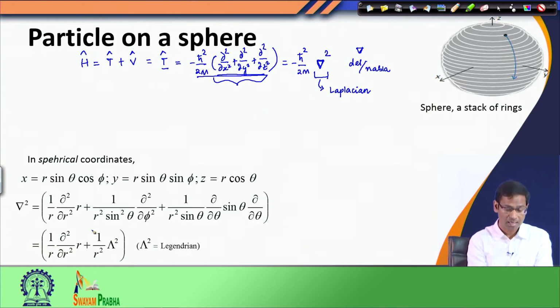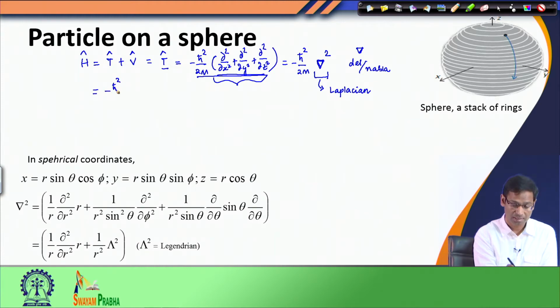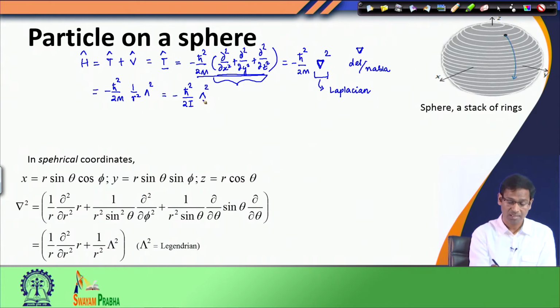When we ignore that, we are left with this second term alone, and we will use this to define our Hamiltonian, which is now minus h bar square divided by 2m, and the Laplacian is given by 1 over r square and the Lagrangian. I can simplify this as h bar square divided by 2I, where I is m r square, the moment of inertia, times the Lagrangian. So, this is how the Hamiltonian is now defined in terms of the Lagrangian.